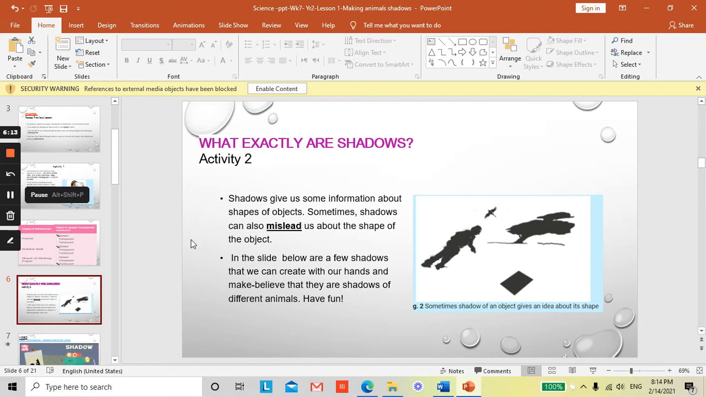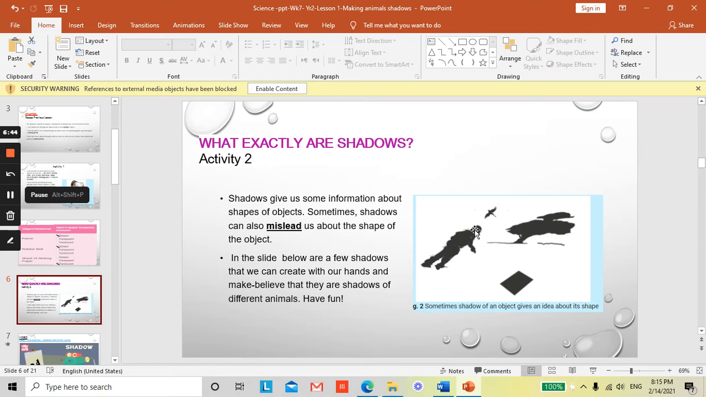What exactly are shadows? This is activity 2. Shadow gives us some information about shape of objects. Sometimes shadow can also mislead us about the shape of object. So shadow gives us information about shape of an object, but sometimes it can mislead us.